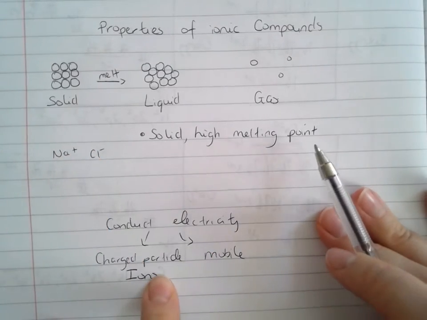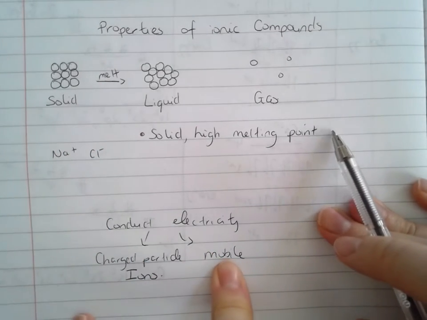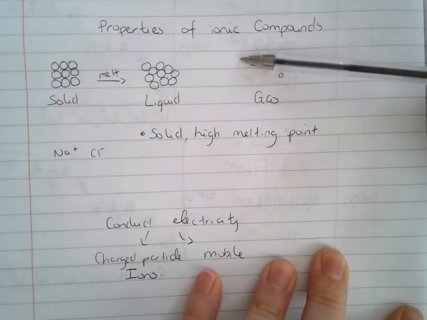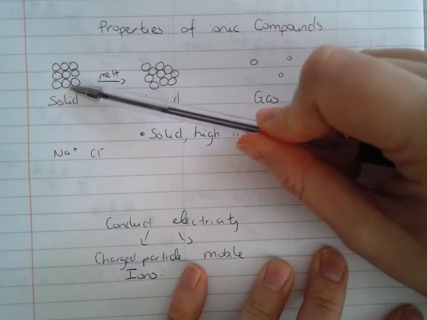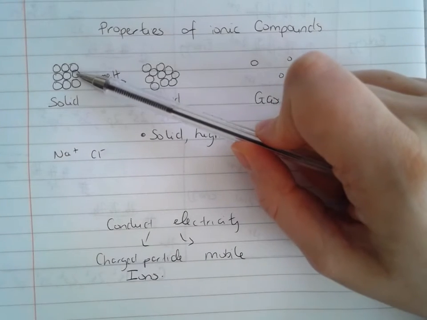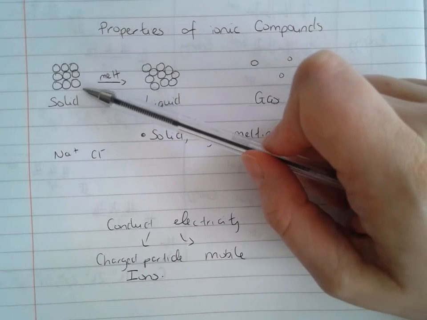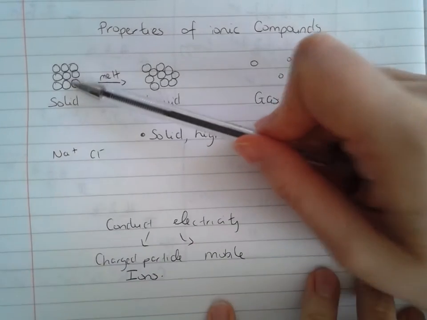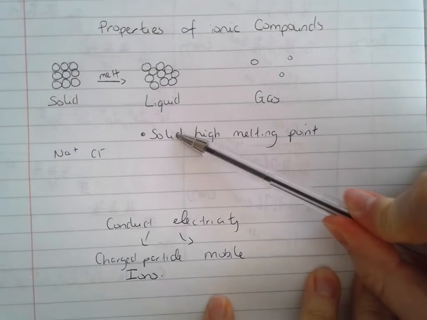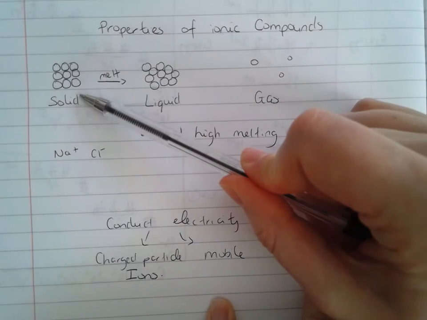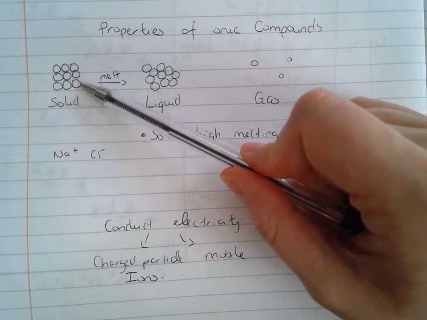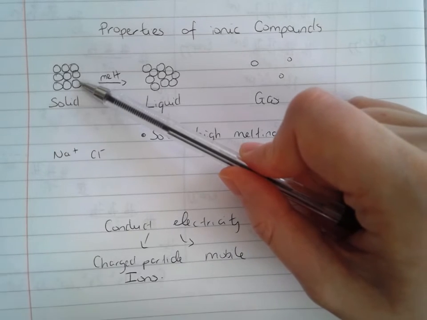The next thing we need to ask ourselves is, are those charged particles mobile? Are they free to move? We're going to go back to our particle diagram. In a solid, you should remember this from GCSE, the particles cannot move freely. They are held in fixed positions and they can only vibrate. So if you have a solid ionic compound, which we said is how you find them at room temperature, although you've got charged particles, those charged particles can't move, and if they can't move, they cannot conduct electricity.